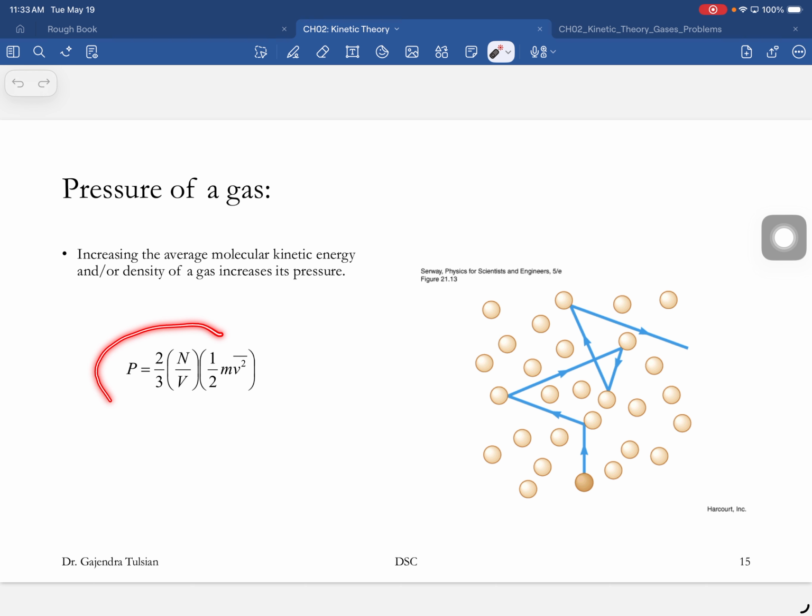Now, before I go into this, let's talk about it. What this tells you is the pressure that the gas is exerting, and that pressure is related to this term. What is this expression? It's kinetic energy. It's the kinetic energy of a single molecule.